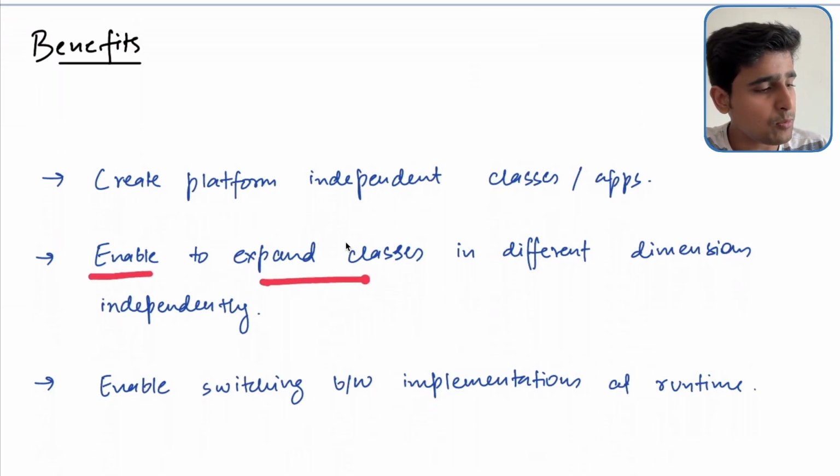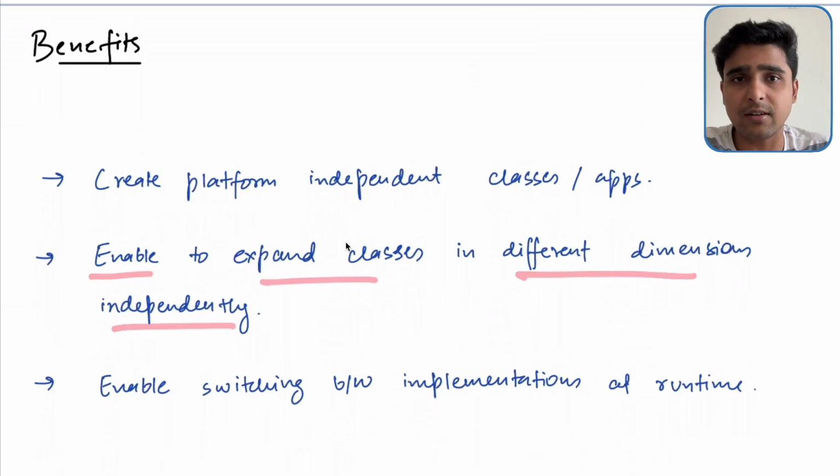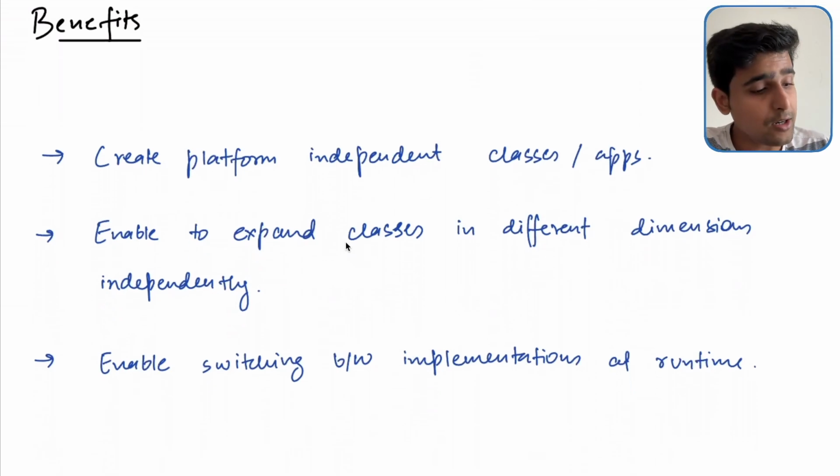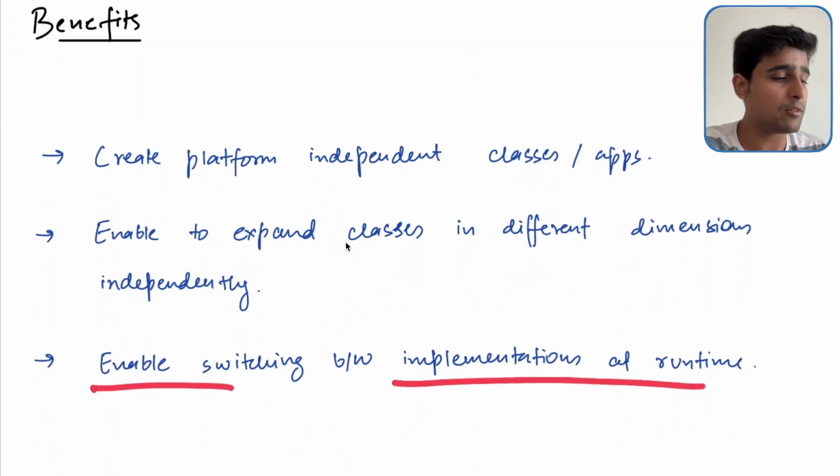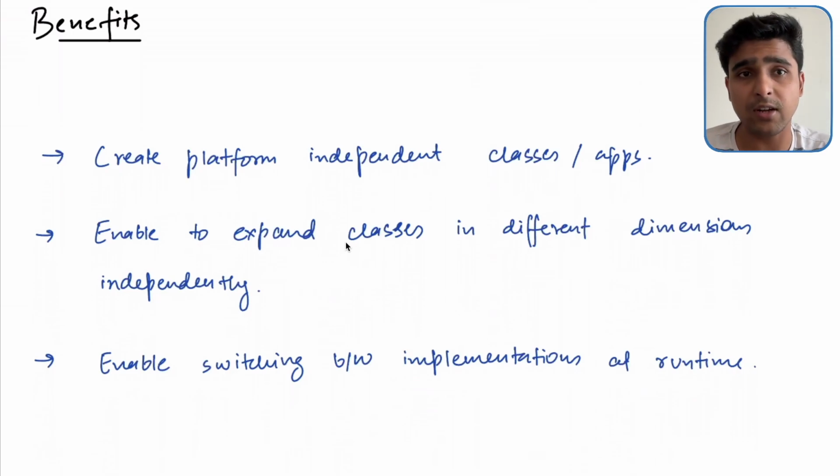And it enables us to explain classes in different dimensions independently. This is what we just mentioned. And it also enables switching between different implementations at runtime. Now consider a scenario where you have a service which uses different database servers. Instead of creating different classes for each database server, you create only one class and have a database server object with it using a common interface. So now you can pass in any database server object, and accordingly it will call that server.